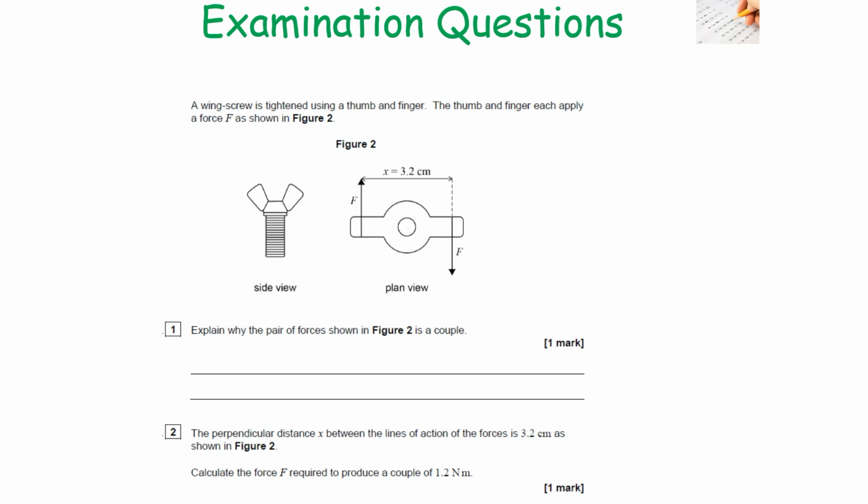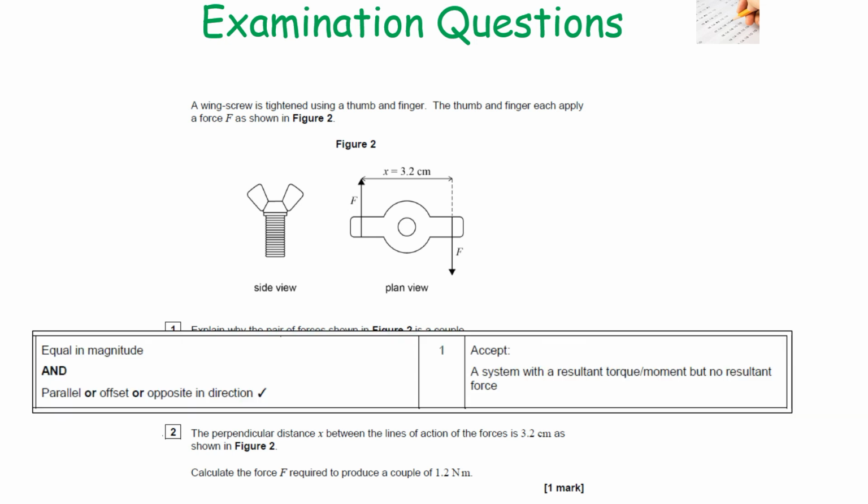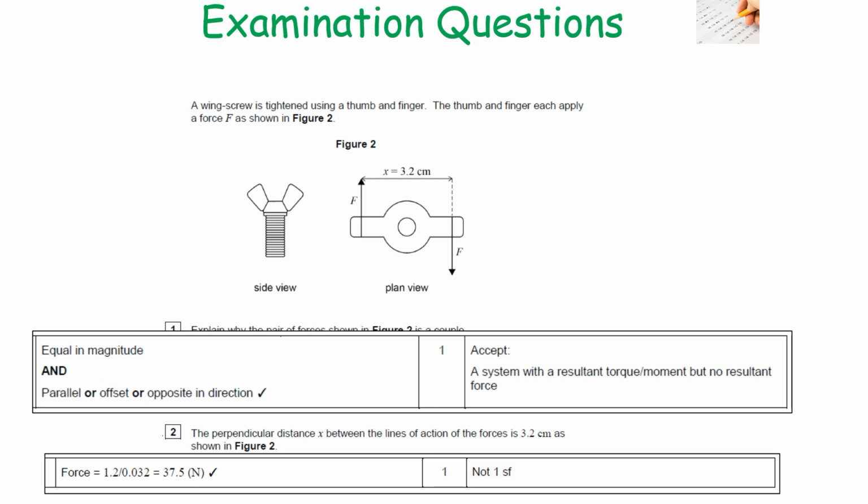Right, so why is this a couple? Well, we've talked about this before. A couple is when you've got two forces equal in magnitude, in the same plane, but in opposite directions. Then what's the value of F going to be? How do we work out the force? Well, we know that moment is force times distance. So our force is going to be the moment divided by the distance between the two forces. Now again, what's our distance? 3.2 centimeters. Convert that into meters, so it's 0.032, to get our answer to be 37.5 newtons.